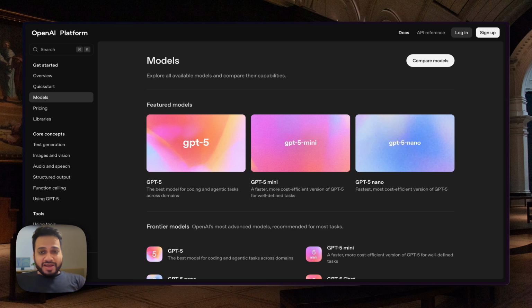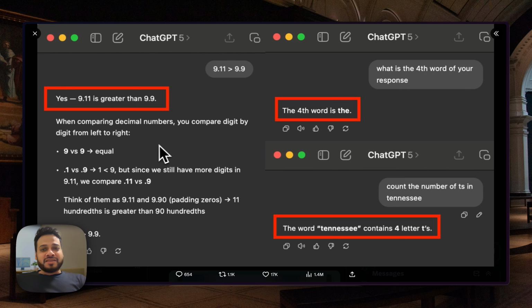GPT-5 is here and there is excitement everywhere, there is some disappointment, and there is a lot of mixed emotions. Some say that AGI has been achieved internally, and some claim that GPT-5 now is better than the PhD candidates. That's another thing, that it still thinks that 9.11 is greater than 9.9, and as per Professor GPT-5, Tennessee has 4 T's inside it. Now I understand that this is an LLM model and math is not its forte.